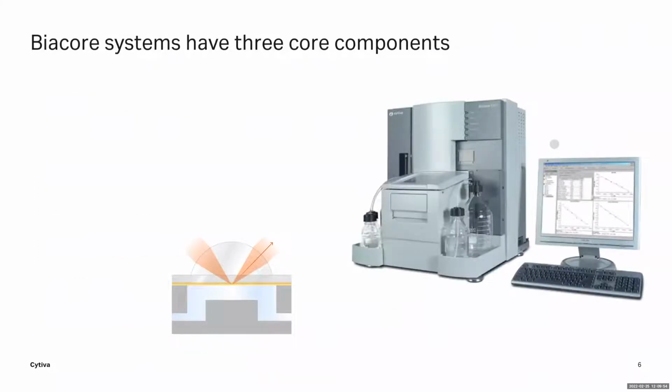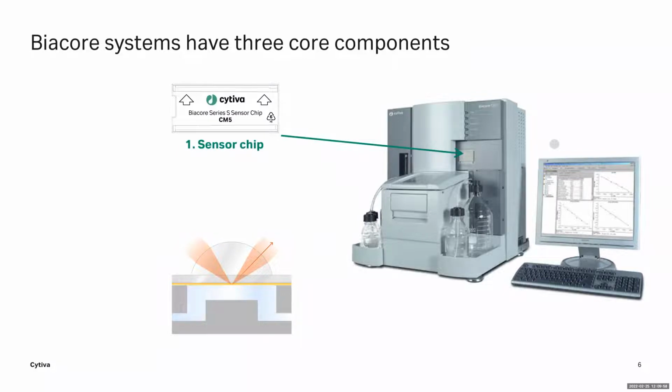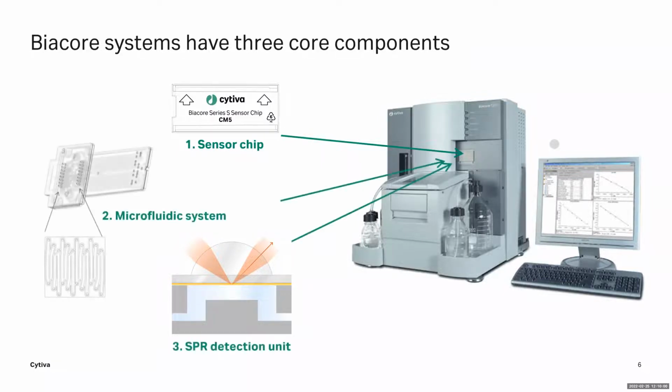So there are three core components to Biacore instruments. One is our sensor chips, to which you attach a ligand. Two, microfluidics, which is how we get sample to the sensor chip. And three, surface plasmon resonance itself, how we measure whether or not binding events are occurring at the sensor chip surface.